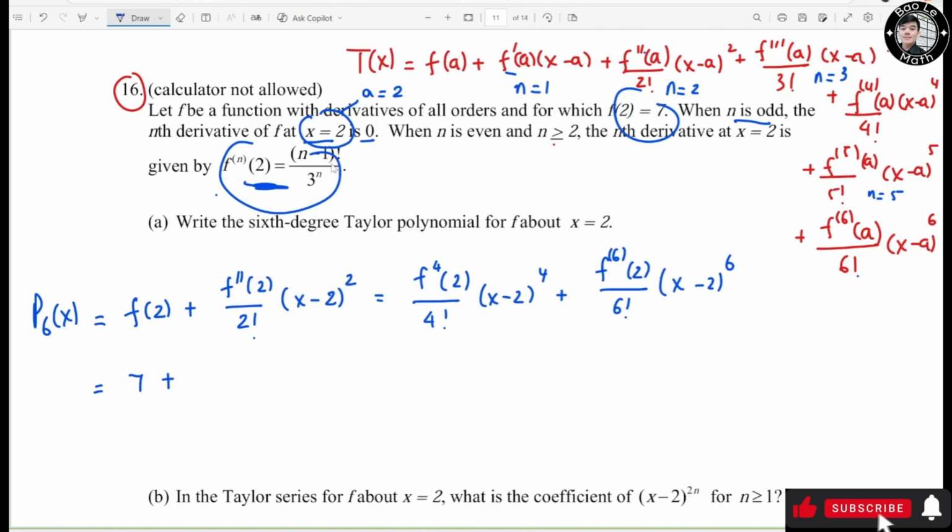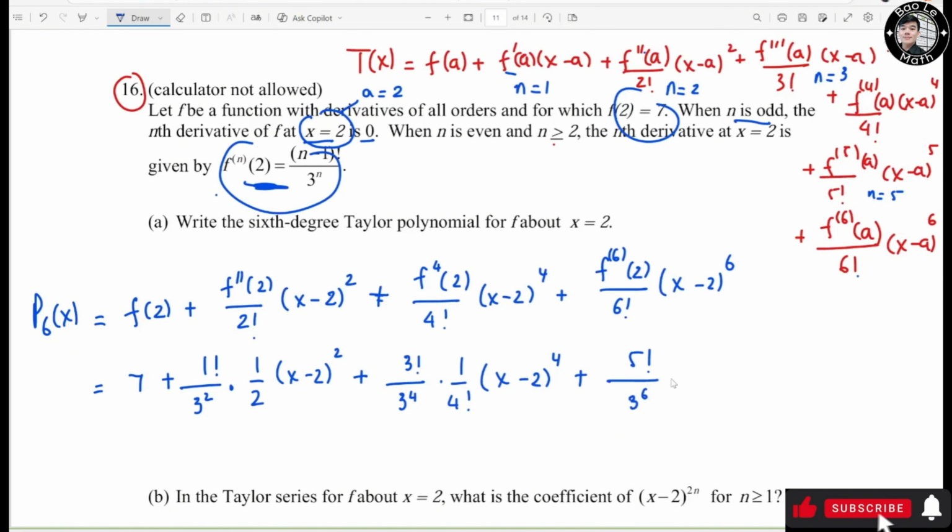So n equals 2, substitute over here, so we have 1 factorial over 3 squared times 1 over 2 times s minus 2 squared, plus n equals 4, substitute over here, so we have 3 factorial over 3 to the 4 times 1 over 4 factorial times s minus 2 to the 4, plus n equals 6, it's going to be 5 factorial over 3 to the 6 times 1 over 6 factorial times s minus 2 to the 6.